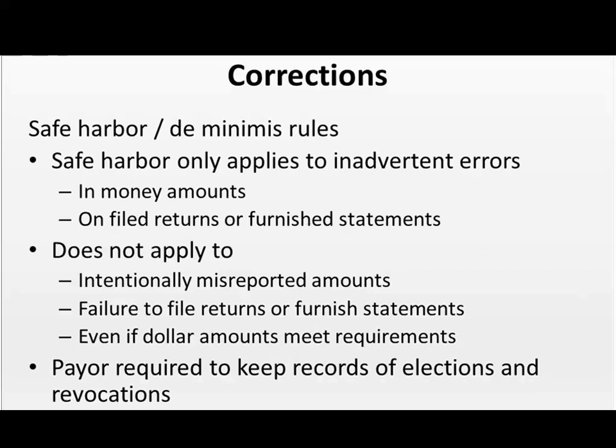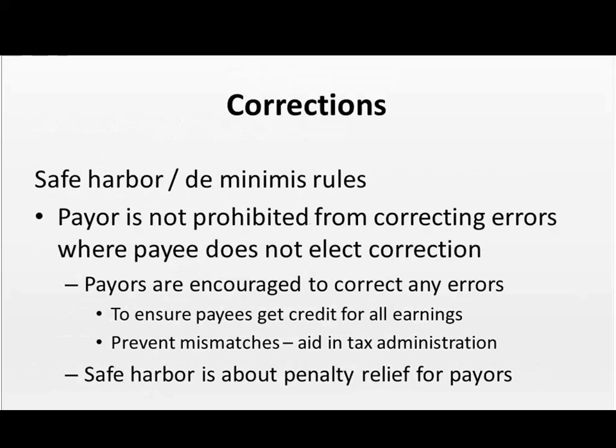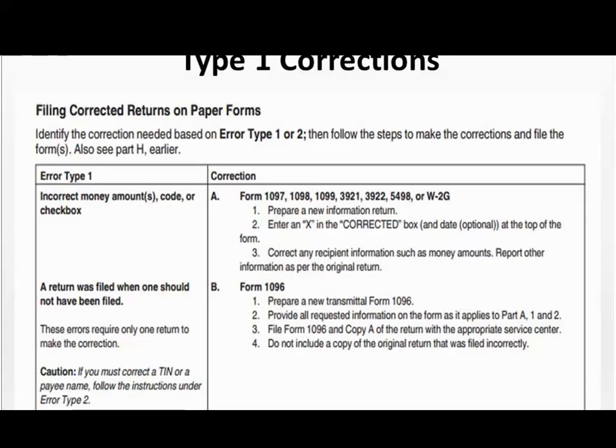Now, you may also voluntarily go ahead and correct any errors that you do discover, even where the payee does not elect to make the correction, and payers are encouraged to do that to ensure the payee gets credit for all earnings, prevent mismatches, and as an aid in tax administration. But this safe harbor is all about penalty relief for payers, so if you go ahead and do something like that, that's not going to subject you to penalty if it would otherwise qualify.